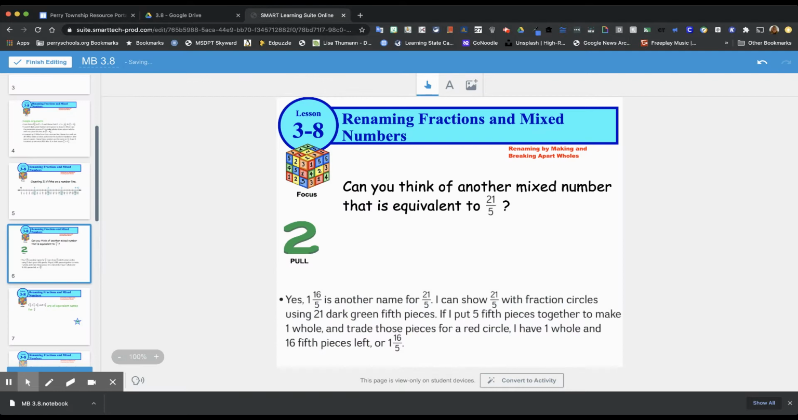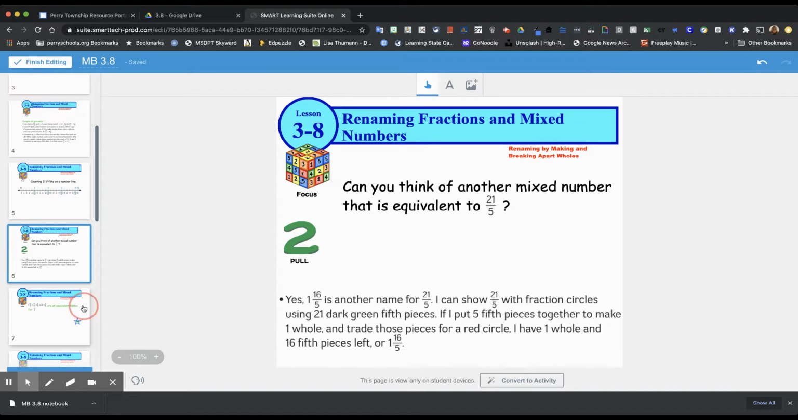Yeah, there is. You could do 1 and 16/5, because I want you to pay attention. We didn't say that creating these new names, you couldn't use an improper fraction with a whole number. It's just not what we usually do, but those are other names. You can show 21/5 with fraction circles using 21 green fifth pieces like we talked about. When you're putting those 5 pieces together, they make wholes. So you could say I have 1 whole with 16 pieces left over, and saying 1 and 16/5.